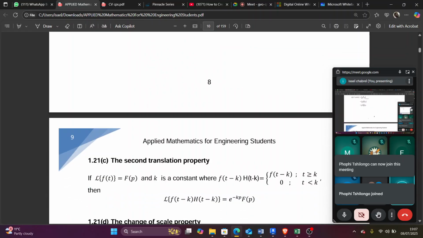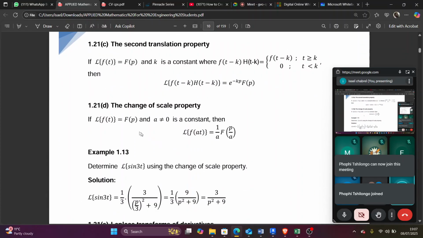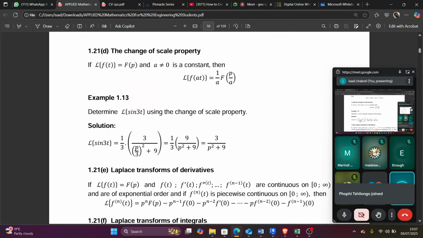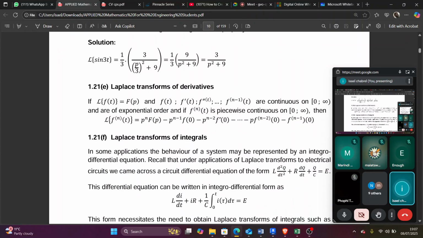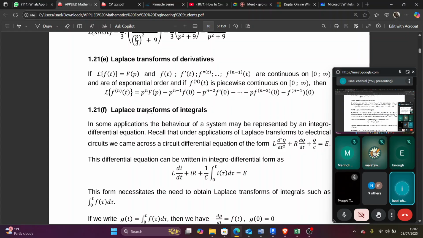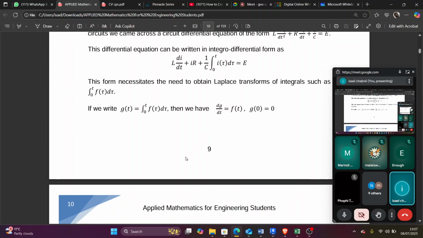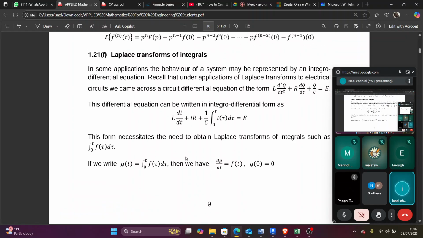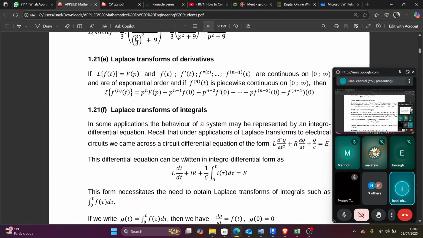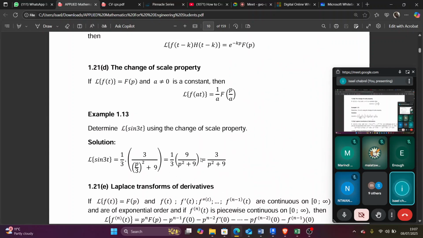The next thing is going to be the change of scale property. What is mostly important, guys, is the Laplace transform of an integral. So tonight we will make sure that we reach these three. We do a couple of examples, and you can ask questions, and we move forward. So this is what's going to happen now.